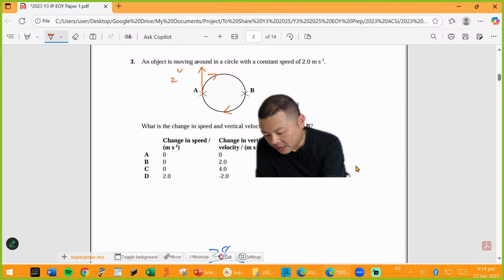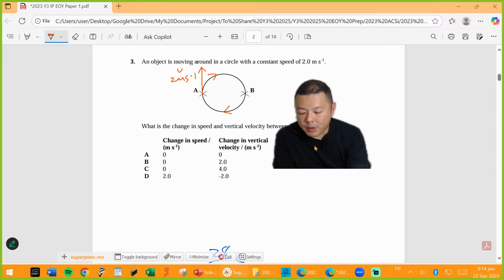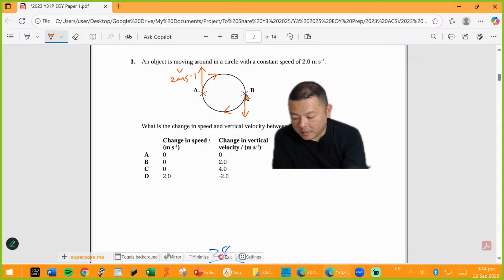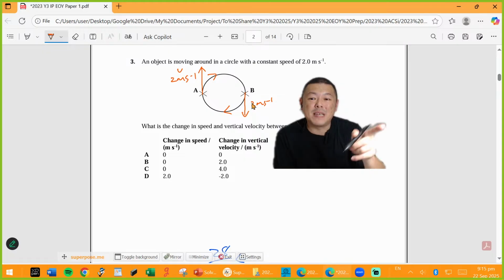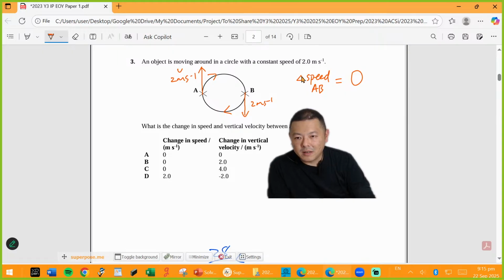Okay, 2 meters per second. So that's the velocity. How about at point B? Where's the velocity pointing? Downwards. How much is it? Okay, I might ask you this: what's the change in speed from A to B? Yeah, 0, good. Why 0 though?